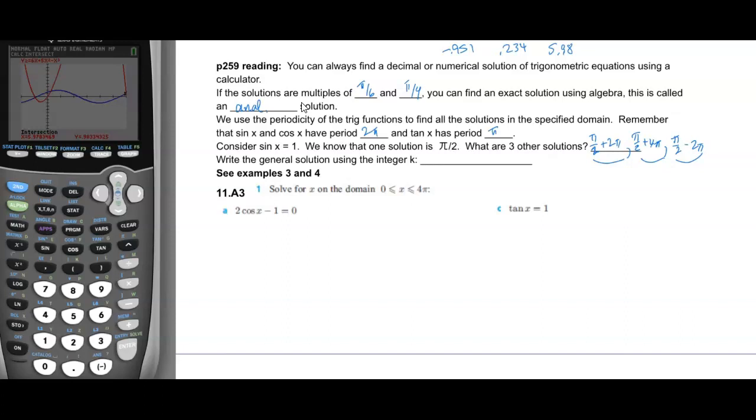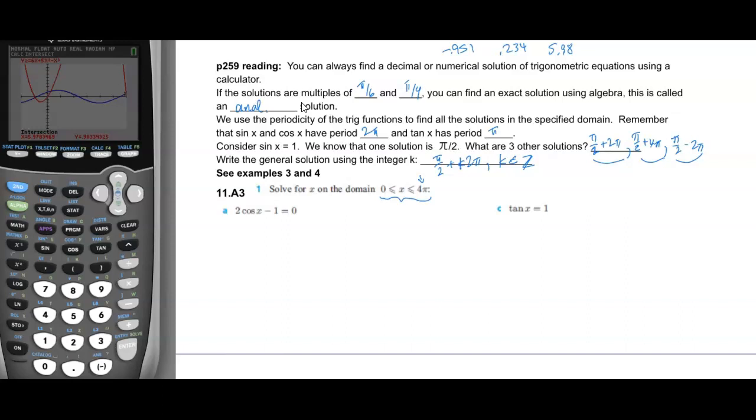Write the general solution using the integer k. So all solutions would be pi over 2 plus k 2 pi, where k is an element of all integers. Now we're going to do a couple simple examples of trig equations. So instead of the old days where we usually just look for solutions between 0 and 2 pi, to make it a little bit different, we're going to do between 0 and 4 pi. So we're going to find the solutions between 0 and 2 pi, and then we're going to add 2 pi to find any other solutions.